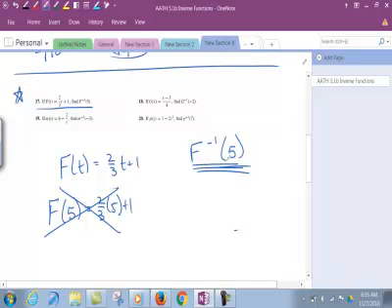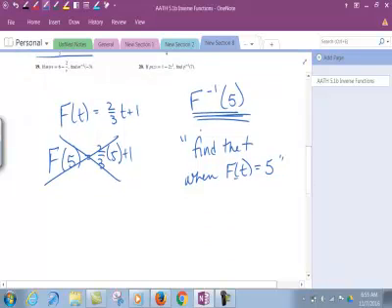When you see this, you're thinking to yourself, I want to find the t where f of t is equal to 5. In other words, we're going to solve for t with this notation. The way we do that is we set this equal to 5, we subtract 1, we get 2/3 t equals 4, or t equals 3/2 times 4, which is 6.